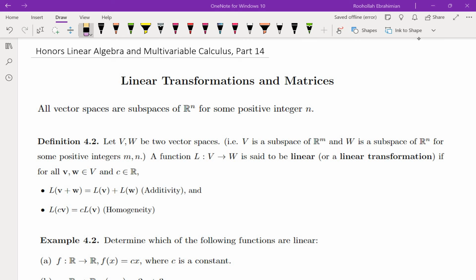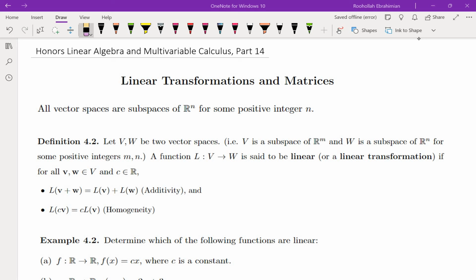So here is the definition of a linear transformation, and then I'll give you a few examples and explain what that actually means. Let V and W be two vector spaces, which means V is a subspace of Rm and W is a subspace of Rn for some positive integers m and n, and they don't necessarily have to be the same integers. A function L from V to W is said to be linear or a linear transformation if for every two vectors v and w in the domain, L of v plus w is L of v plus L of w, and for every scalar c, L of cv is equal to c L of v.